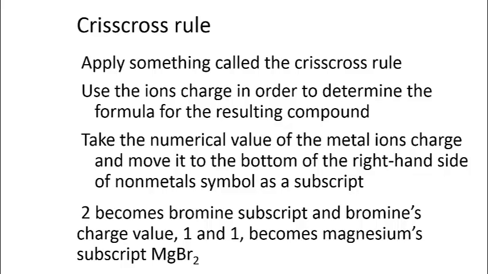So in the case of magnesium bromide, the compound's formation, magnesium's charge value is 2. This becomes bromine's subscript. And bromine's charge value, even though we didn't write it, is -1. This becomes magnesium's subscript, and you obtain the formula simply as MgBr2.